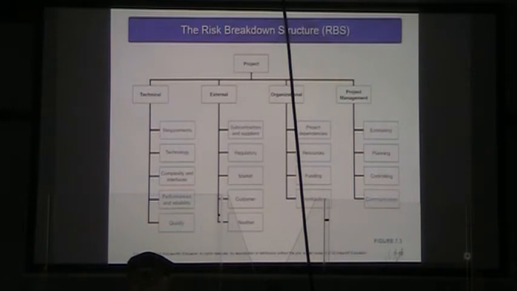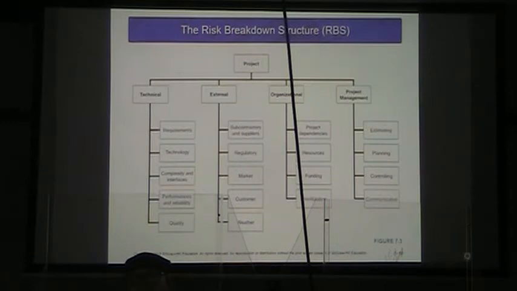All right, so here is our risk breakdown structure. You'll notice here we have the project, we have the technical aspects of the project, what are the risks on requirements, what are the risks on technology, what are the risks on the complexity and interfaces of the project, what are the risks on performance and reliability, what are the risks in creating quality in our project.